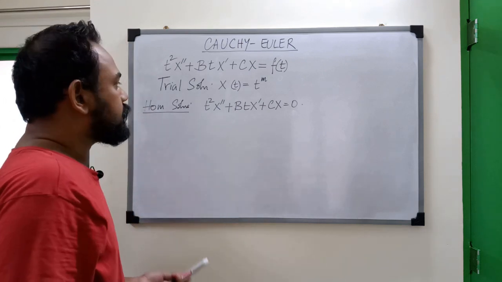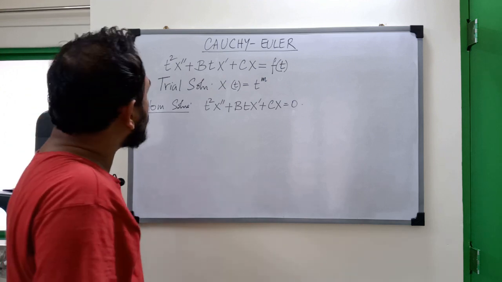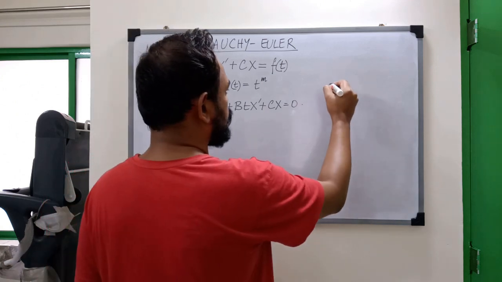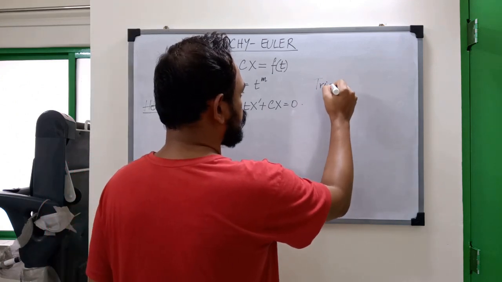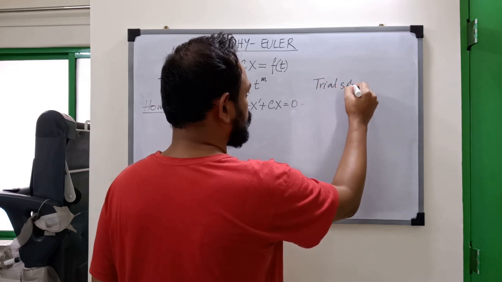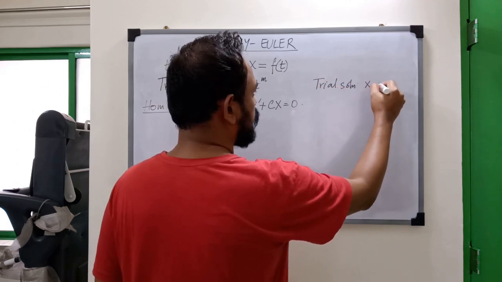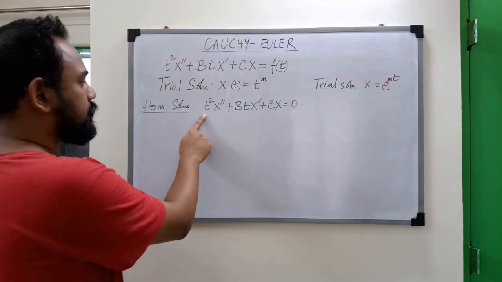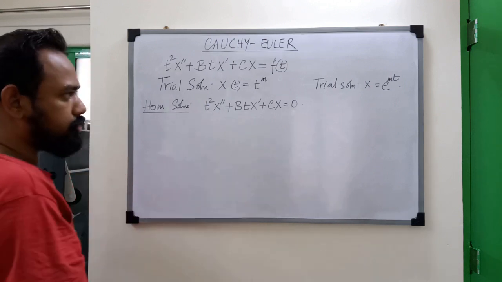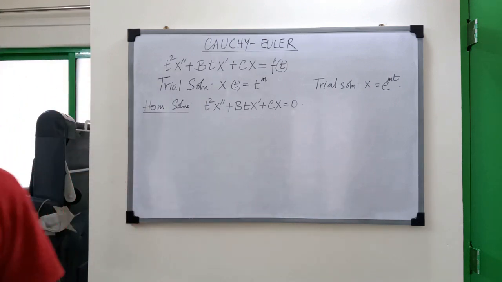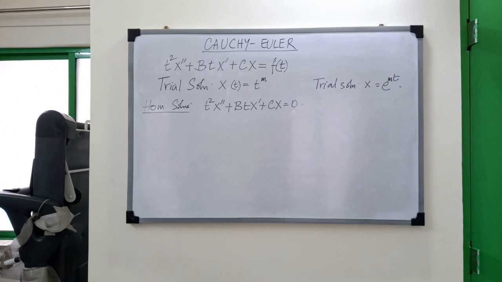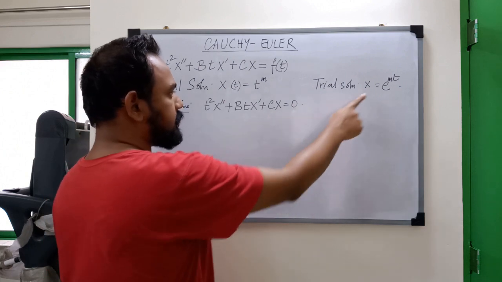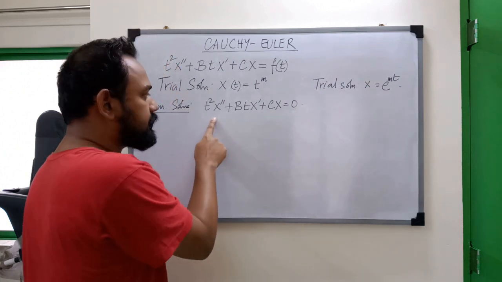Previously the trial solutions that we always tried were of the exponential form, x equals e to the mt. But that doesn't work for a differential equation of this form with these non-constant coefficients. Perhaps we can see why. Let's take x equals e to the mt here and see why this doesn't work.